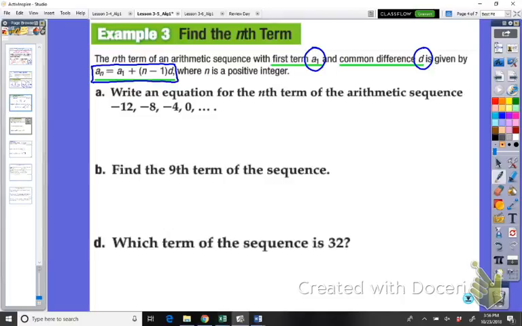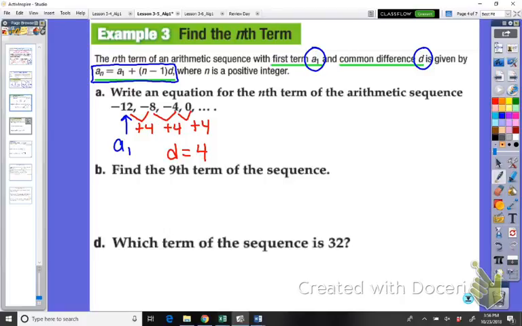So write an equation for the nth term. So you need a couple things. You need to first identify the first term, so that's a sub 1. And then you also need to figure out what's the pattern, what's that common difference number. So from negative 12 to negative 8, we know that we have to add 4. From negative 8 to negative 4, add 4, and likewise here. So that means the common difference number is 4. So those are the two things you need.